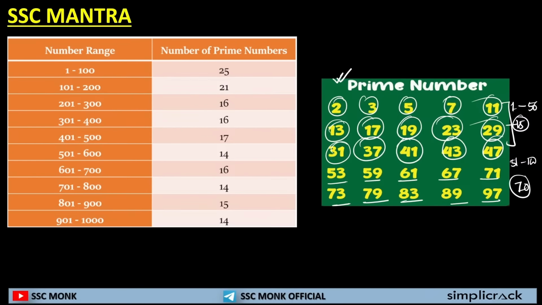So if I ask how many prime numbers are there between 1 to 50, you will say 15 prime numbers. How many prime numbers are there between 1 to 100? 25 prime numbers. How many between 101 to 200? 21. 201 to 300? 16. 301 to 400? 16. You need to remember this much, not more than this. Clear? Sorted? Simple?